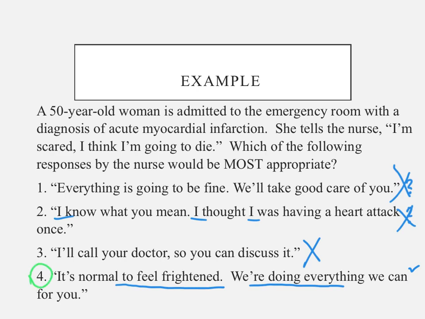"I can see you're frightened. It's normal to feel frightened. We're going to do everything we can for you." So validate their feelings or give them an open-ended response. Another good response to this kind of question that you may see, like answer choices, would be something like, "Tell me why you're frightened. What frightens you about it?" That would be an open-ended question that they could elaborate. "My brother died this way," or something like that, or "I'm scared that the medicine might hurt me," and then that gives you a chance to elaborate on their fears.